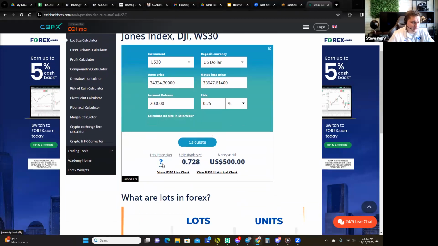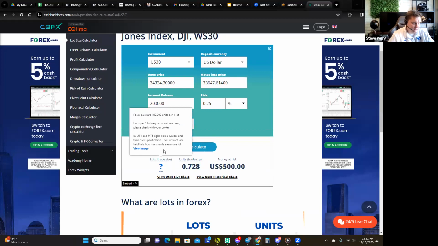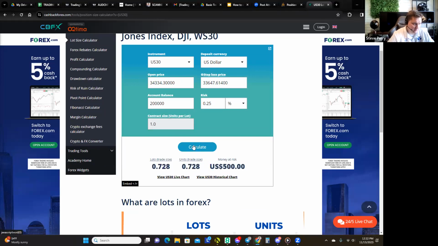Now, let's see, why isn't this giving me a lot size? You have to click enter contract size. Let's see, is that going to give me... there it is. Okay. Perfect. So let's actually do a live example.